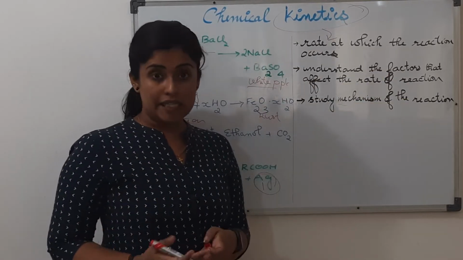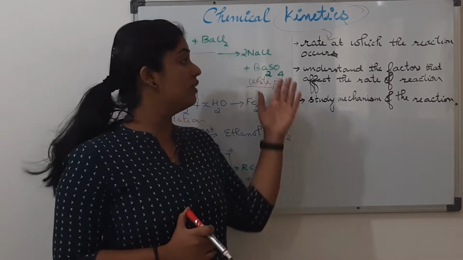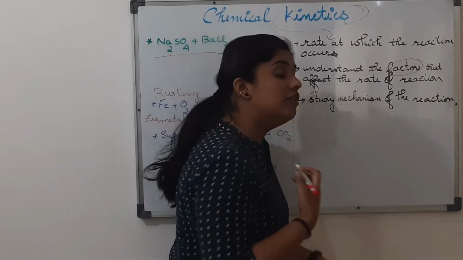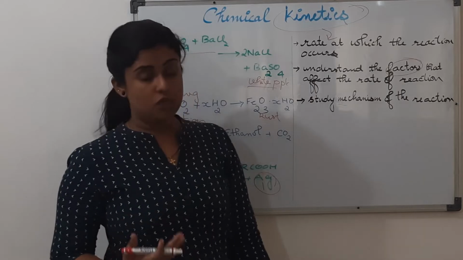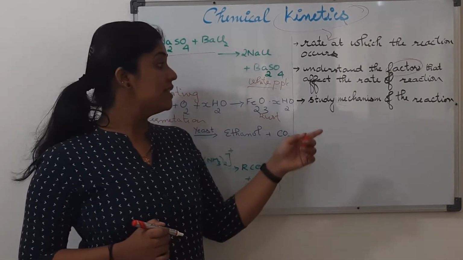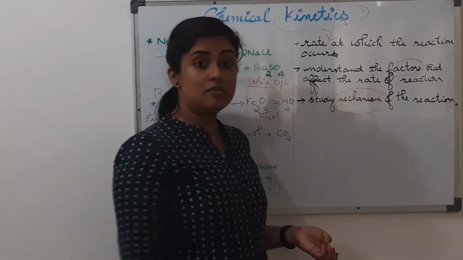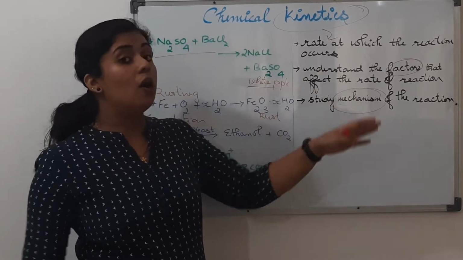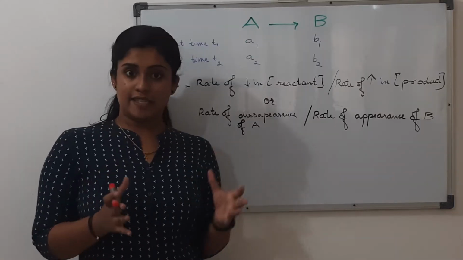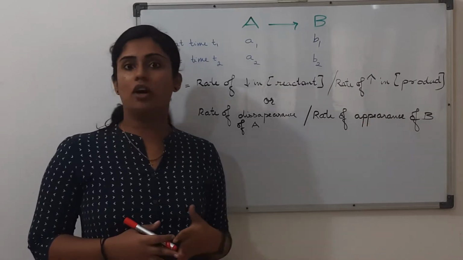And chemical kinetics not only studies the rate of the reaction, it tries to understand the factors that affect the rate of the reaction. So the rate of the reaction would definitely be dependent on several factors, and in chemical kinetics we learn those things. Also, another thing that affects the rate of the reaction is its mechanism. So in kinetics we also study the mechanism of a reaction and how the mechanism can actually affect the rate of the reaction. Okay, let's consider a reaction where reactant A is getting converted to product B.